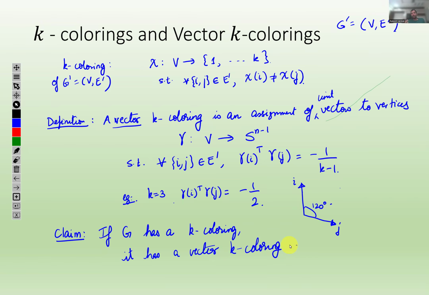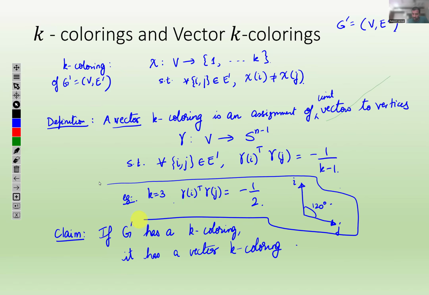Okay, so why are we going to this intermediate step involving vectors? Because we want to look at k colorings. We look at this thing called vector k colorings, but these vectors are more easily relatable to the optimization formulation that we had of the graph. So that's why we are going through this. I'm calling it G prime. If G prime has a k coloring, then I claim that it has a vector k coloring. This is for k equal to 3. In general, you want minus 1 over k minus 1.